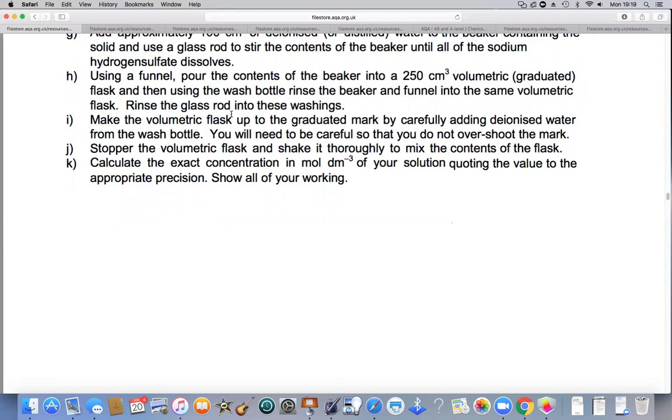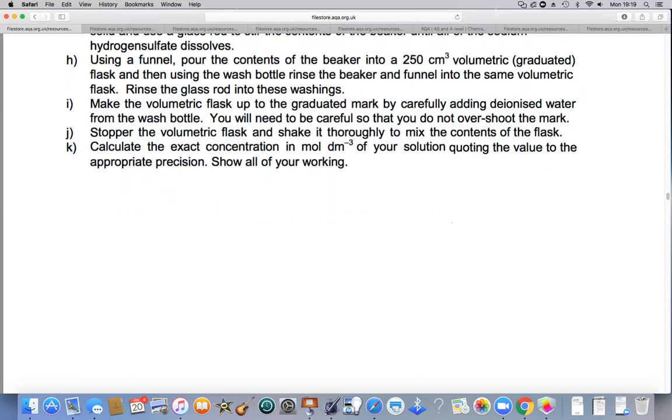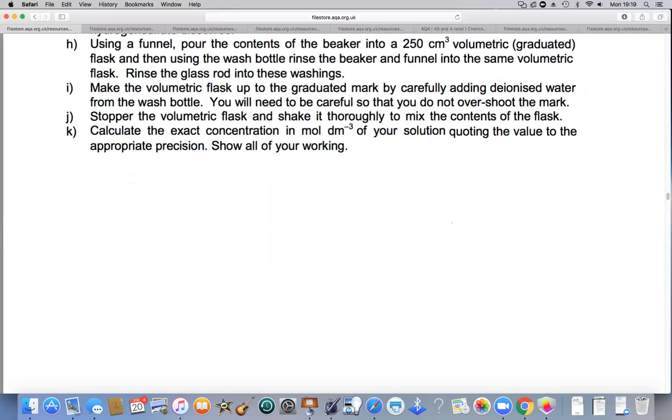Once you've done all of your washings, you might be quite close to your 250 mark, but then you just make it up. So you make it up to the mark, make sure you don't overshoot. If you overshoot, you've basically got to start again. Stopper, make sure it's thoroughly mixed. So give it a good shake or invert it, make sure the stopper is on, of course. And then you can work out the exact concentration in moles per decimeter cube using your actual mass. And that's it. That's how you do it.